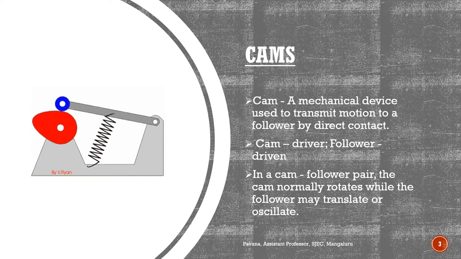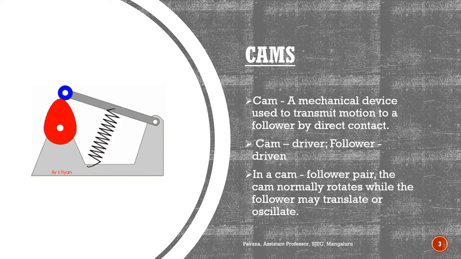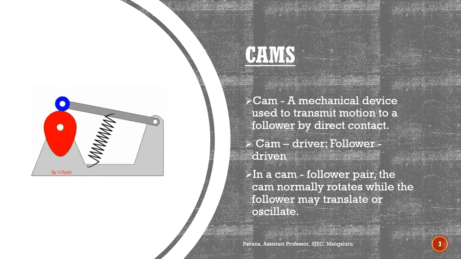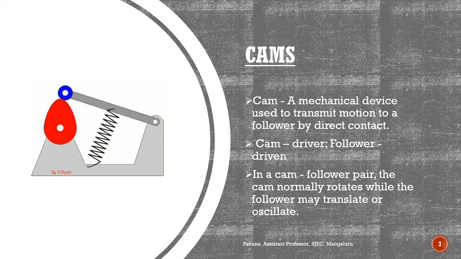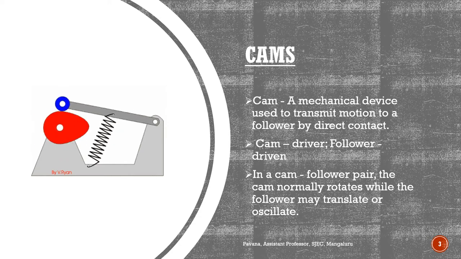In a CAM mechanism, the three essential members are the CAM, which has a curved surface, you can see here the red color, or it may be a straight surface; the follower, you can see the blue one which is moving; and the frame which supports the guides. So these are the three things which are very important in a CAM system.